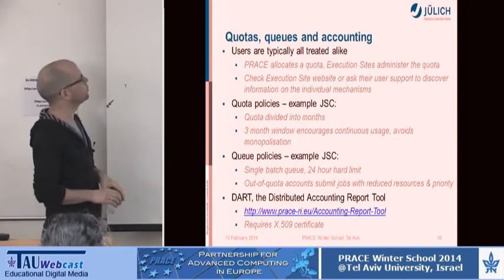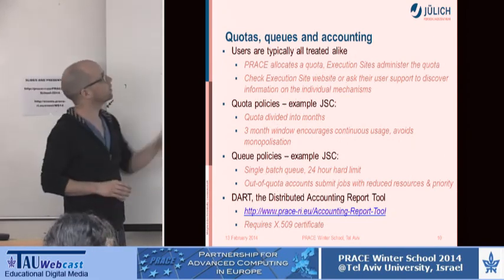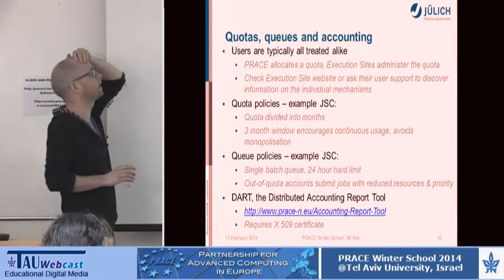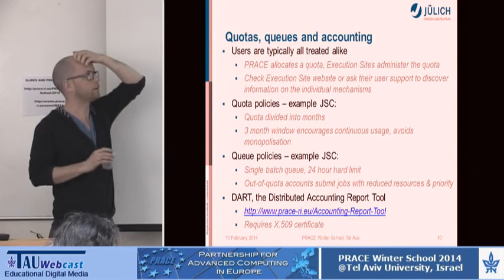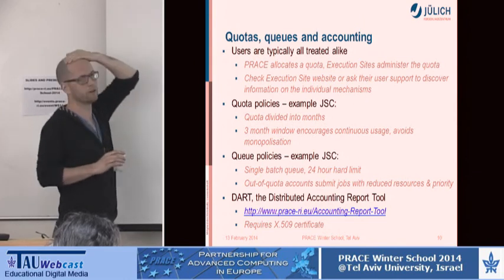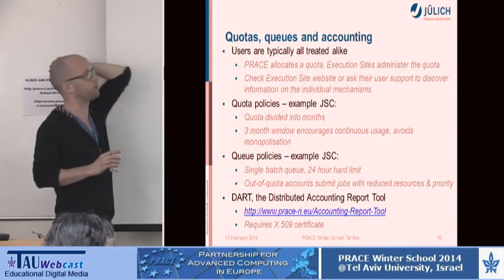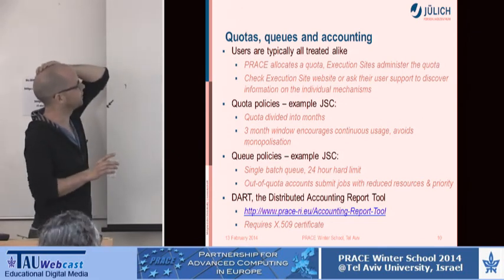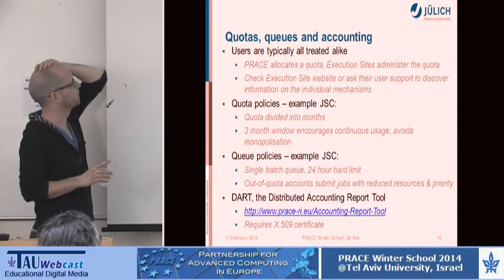As regards quotas and queues and accounting systems, all the users are typically treated alike. At least that's the way it happens in Jülich. In some places maybe that's not true. I think in Italy you're kind of lower down the food chain a bit when you're a PRACE user. But it depends from site to site. Typically they should be treated like everybody else.